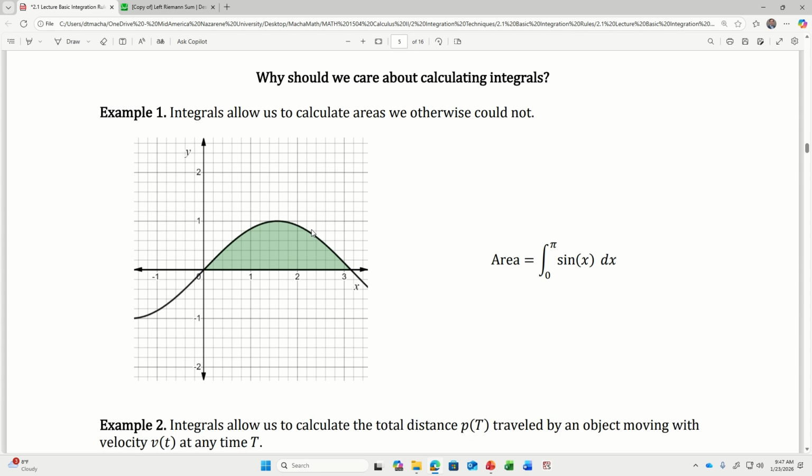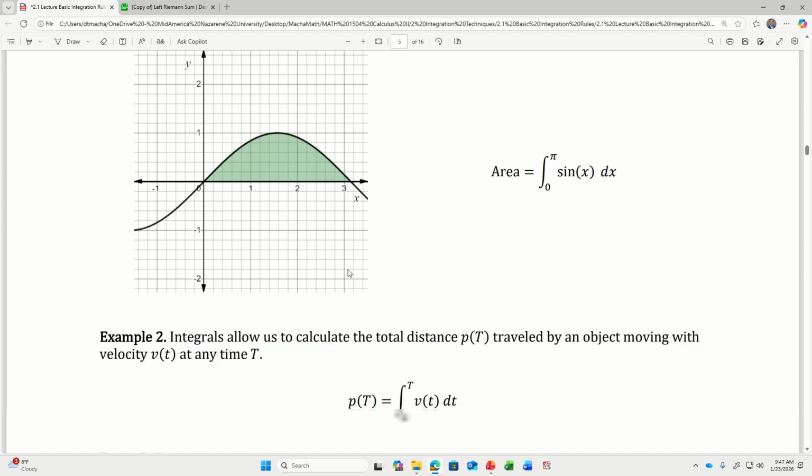So you could say, why do I care about calculating integrals? Well, in geometry, an integral would allow you to calculate the area in between the curve and the x-axis, where the lower and upper bound of the integral tell you where to start and stop on your horizontal axis, the real number line here.